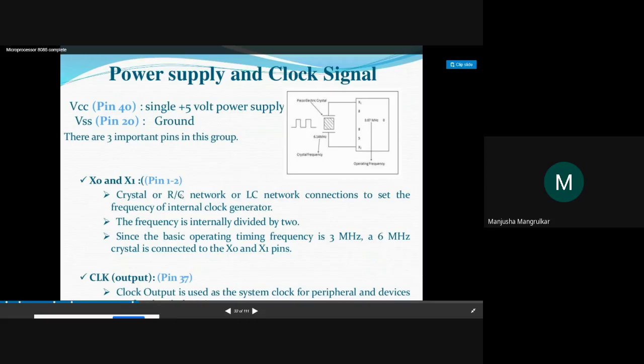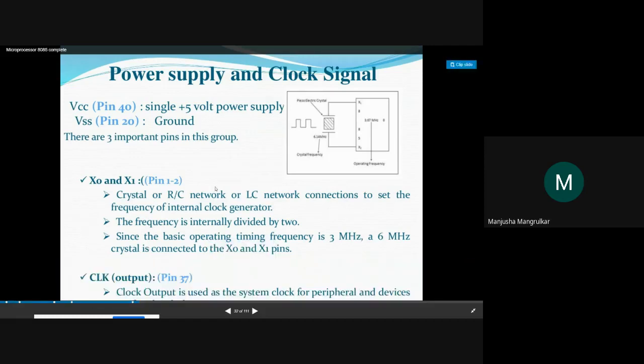So a crystal, RC network, or LC network is connected to provide the frequency to the internal circuit. The frequency is initially divided by 2, since the basic timing frequency is such that a 3 megahertz or a 6 megahertz crystal is connected to X1 and X2. It depends upon that, right? So these are the crystals. They generate the frequency at which your processor should work.